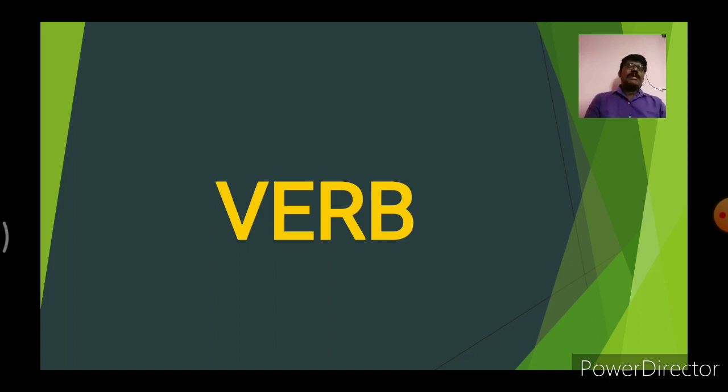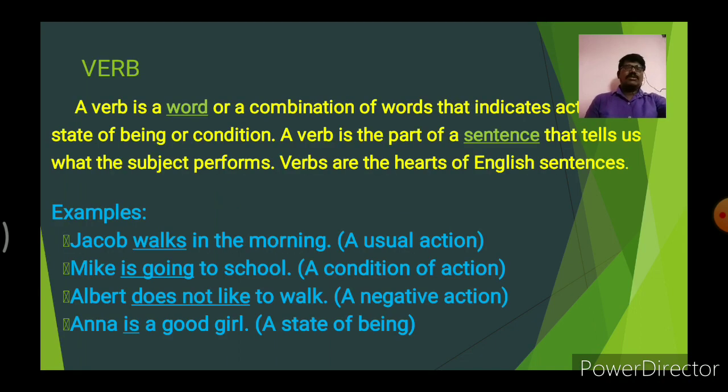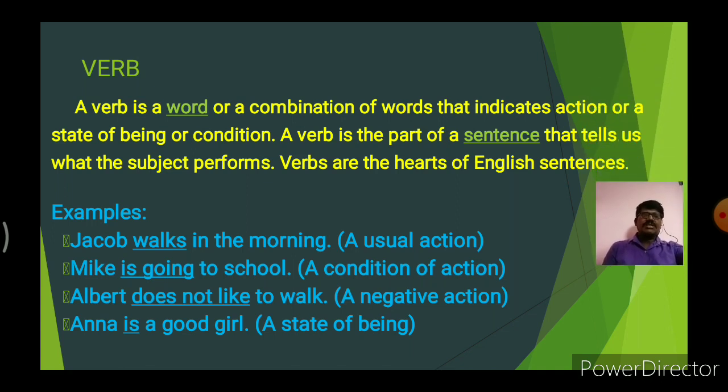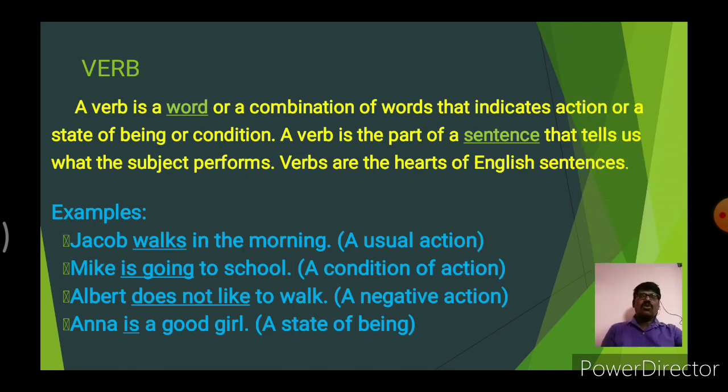So, students, please note down the definition and the types of verbs in your notebook. Verb. What is the meaning of a verb? See, note down the definition. A verb is a word or a combination of words that indicates action or a state of being or condition. A verb is the part of a sentence that tells us what the subject performs. Verbs are the hearts of English sentences.